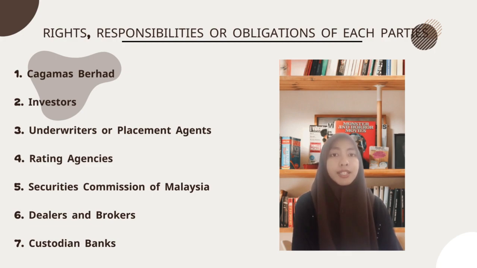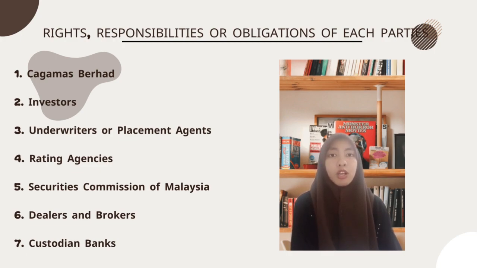Sixth party are dealer and broker. They also got a right to facilitate secondary market trading of Cagamas commercial papers as intermediaries, right to earn brokerage or commission fees for their service in matching buyers and sellers of the papers. Last is custodian banks. They got a right to hold and safeguard the commercial papers on behalf of investor, right to receive custody fees for their services in safekeeping and maintaining record of the papers.